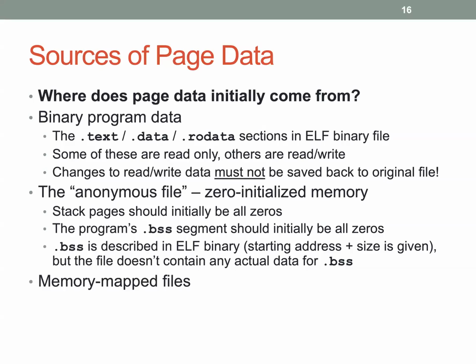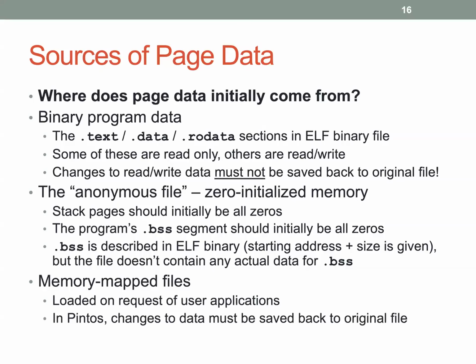And then you have memory mapped files, which of course you call mmap, and that sets up the address mapping in the process. And then when those addresses are accessed, it generates a file access behind the scenes, okay? So these are the three places that data can come from.